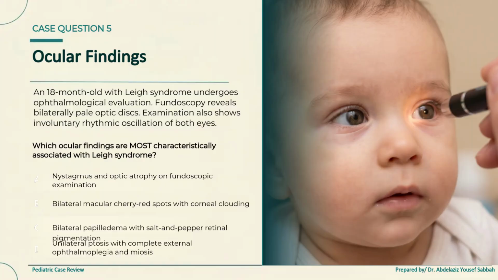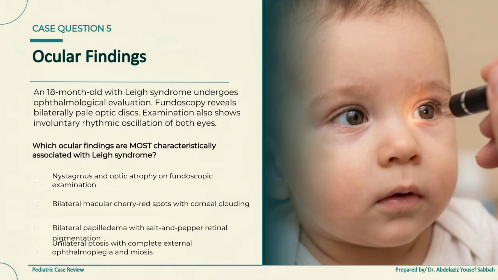Case question 5. An 18-month-old with Leigh syndrome undergoes ophthalmological evaluation. Fundoscopy reveals bilaterally pale optic discs. Examination also shows involuntary rhythmic oscillation of both eyes. Which ocular findings are most characteristically associated with Leigh syndrome?